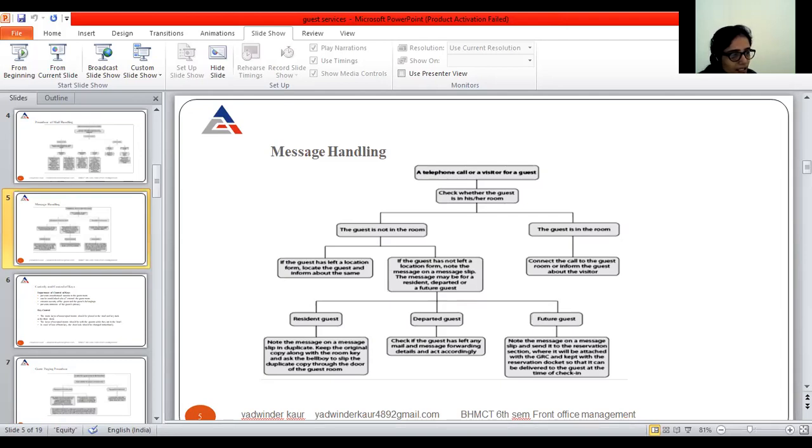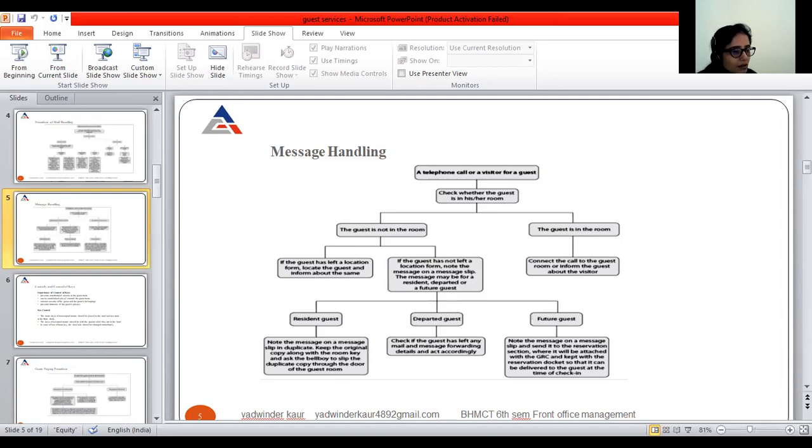For a resident guest, note the message on a message slip in duplicate. Keep the original copy along with the room key and ask the bellboy to slip the duplicate copy through the door of the guest room. For a departed guest, if the guest has already departed, then check if the guest has left any mail and message forwarding details and act accordingly. For a future guest, note the message on a message slip and send it to the reservation section, where it will be attached with the GRC and kept with the reservation docket so that it can be delivered to the guest at the time of check-in, right?